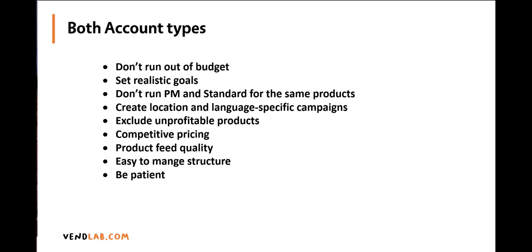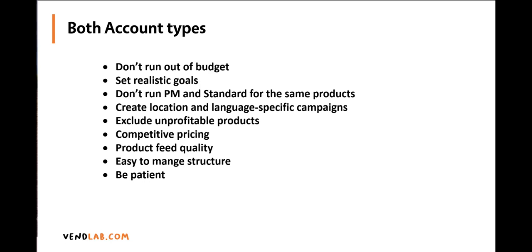You shouldn't run Performance Max and standard campaigns for the same product. Performance Max campaigns will take precedence over standard campaigns, so there's no point in having both of them. It's normally better to create campaigns with single locations and languages. Different locations and languages will probably perform differently, so if you split them up, Google will be able to do better targeting and you'll also be able to set your performance targets more accurately.